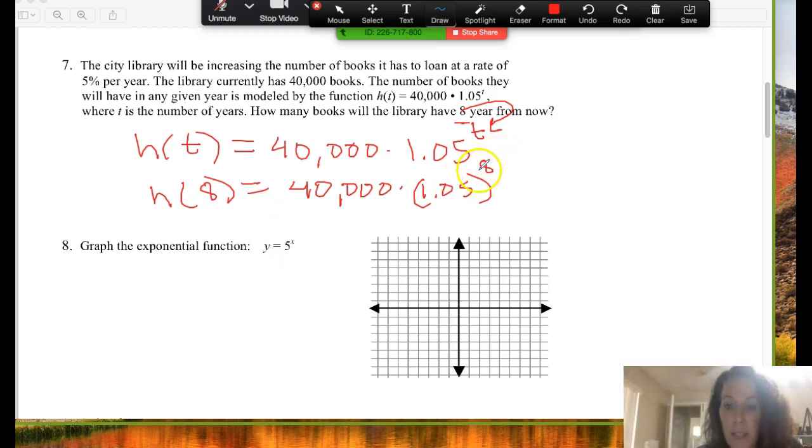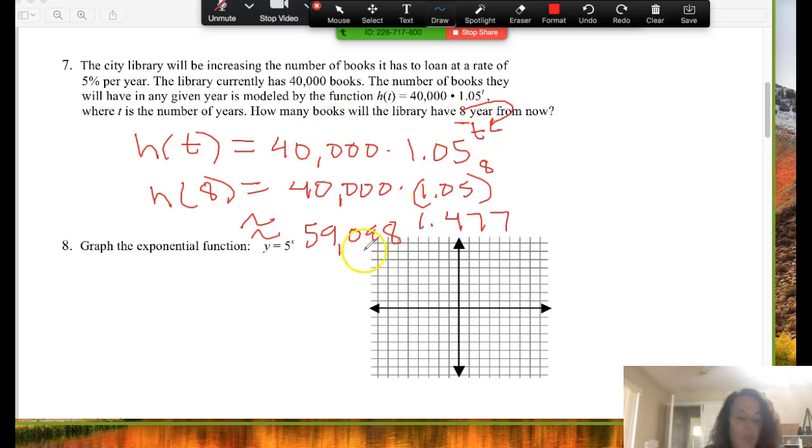So if I take this to the 8th power, I'm going to get about 1.4774. You can write that down. I like to just keep this value in my calculator and then just multiply that by 40,000. It keeps it most accurate. And I'm going to get approximately, okay, after 8 years, I'm going to have 59,098 books. So approximately 59,000 books.